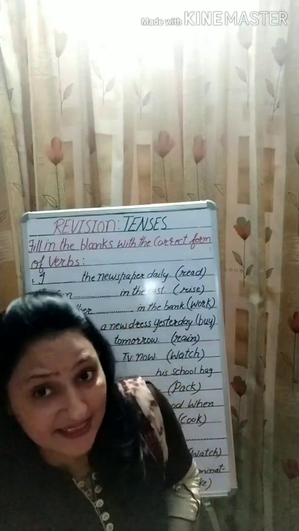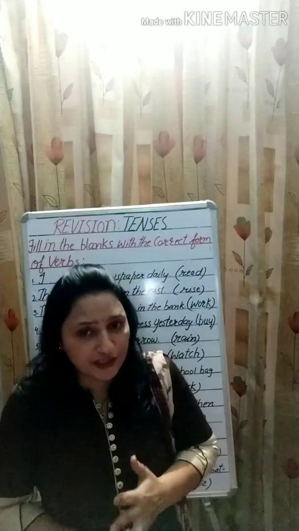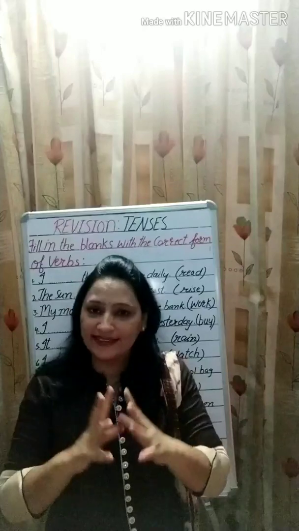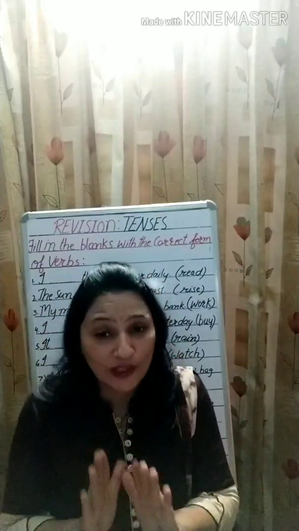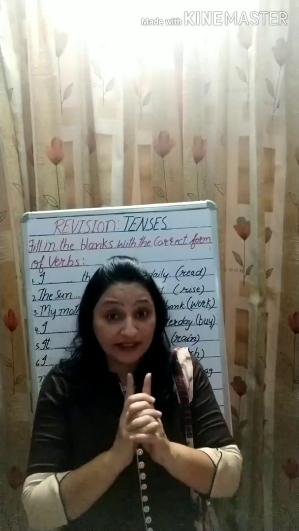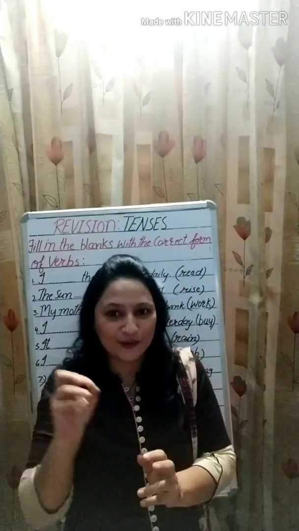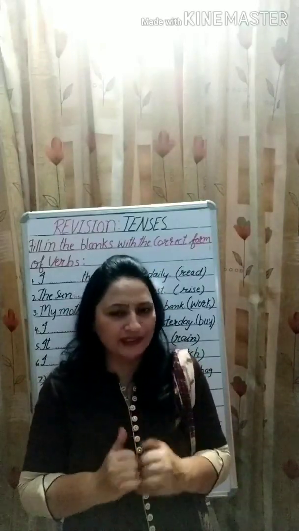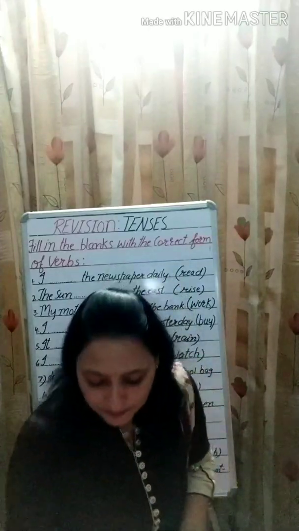Simple present tense is used for habitual actions, for universal truths and for indicating a fact which is true at the time of speaking. I hope it is clear to you, and I am sure that you all know that we use the first form of the verb. When the subject is singular, we use S or ES with the first form, and when we have a plural subject, we only use the first form of the verb. I hope it is clear to you.